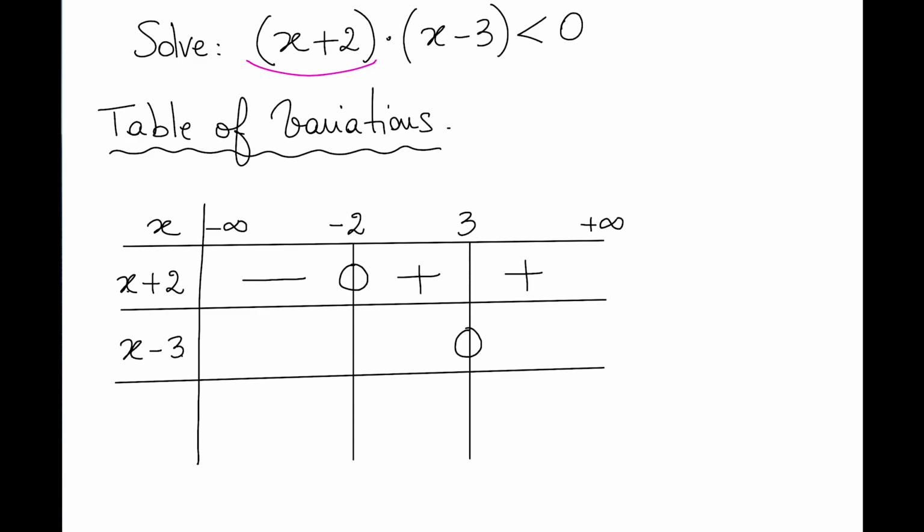So when x is smaller than 3, the sign of the entity x minus 3 is negative. I'm going to refer to it as minus in the table. And after that, choose a number bigger than 3, let's say 4. 4 minus 3 is 1, which means a positive entity. So x minus 3 for x bigger than 3 is going to be a positive entity.